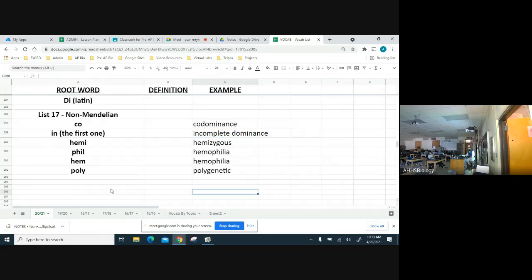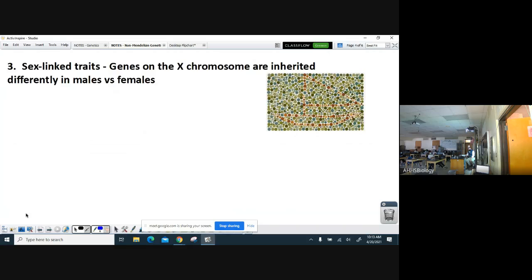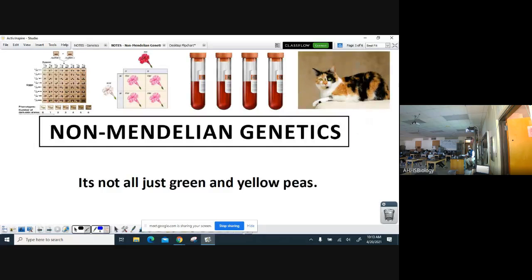Then let's go to this. Non-Mendelian genetics. Okay, so put your computers away, and we will go over this. I don't think it's going to take us all that long.